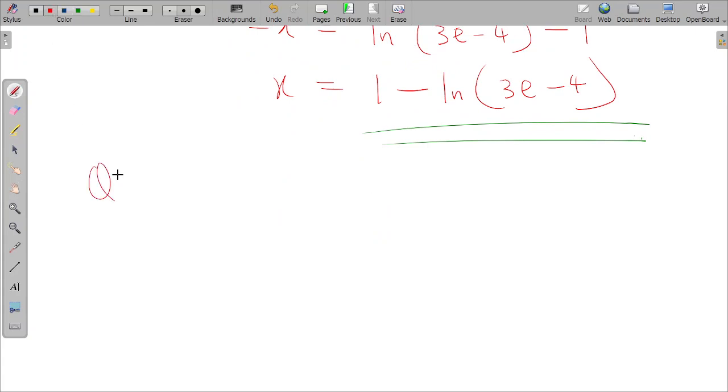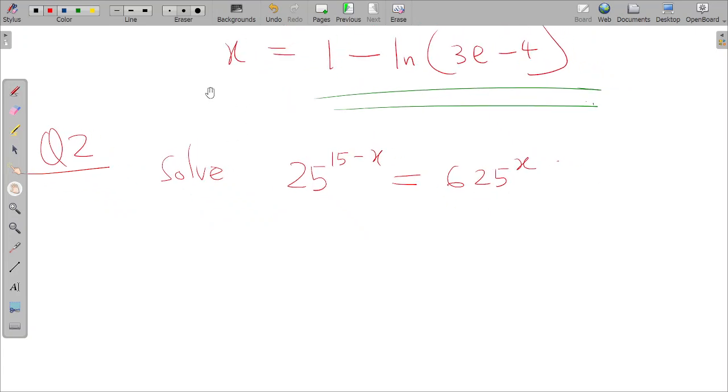Okay, the second question, question number 2. We want to also solve for x in this. We want to solve for x. Okay, in solving for x in this, also we need to find the power. What can multiply itself to give us 25? What can multiply itself to give us 625?